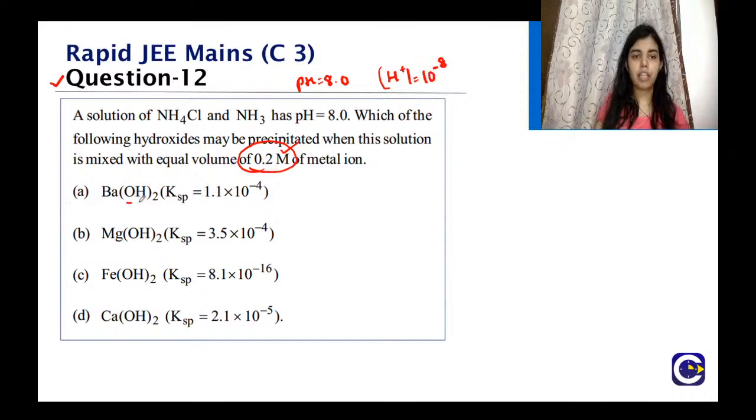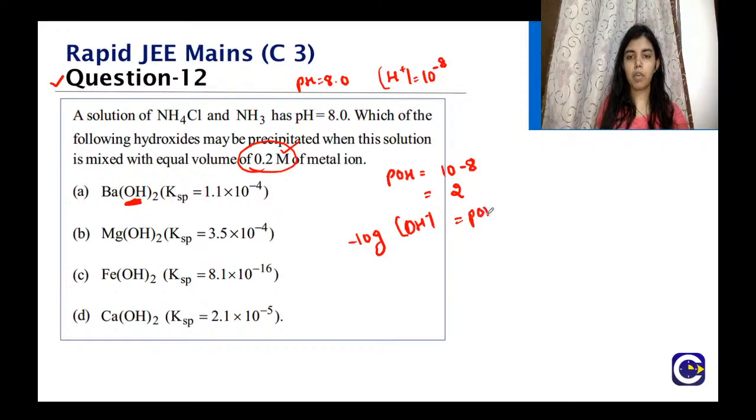But here if you see that there are hydroxide ions present, right? So what will be pOH basically? 14 minus 8, that will be equal to 6. That means concentration of OH minus, we already know that minus log of OH minus is equal to pOH. So minus log of OH minus will be equal to what? 6. So OH minus concentration will come out to be 10 raised to the power minus 6, right?